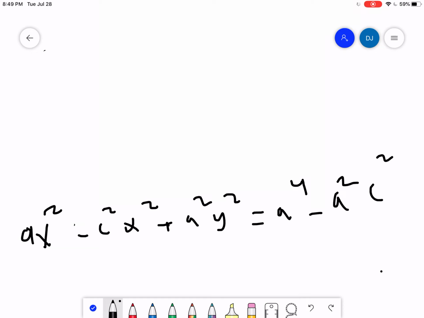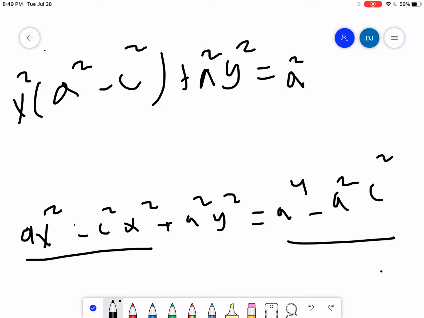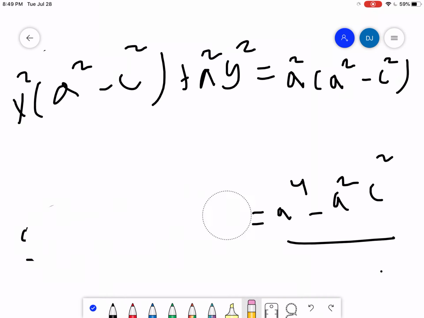All right, now we note that we can factor out an x squared from the first two terms. So if we factor out an x squared, we get x squared times a squared minus c squared, and this is just a bunch of cancerous algebra, to be honest. This is why I kind of hate this derivation. Then we get plus a squared y squared, and we're going to do something similar. We can factor out an a squared over here, and we get a squared minus c squared.